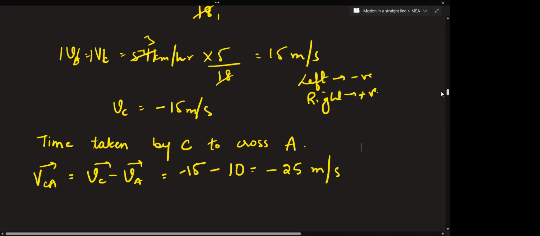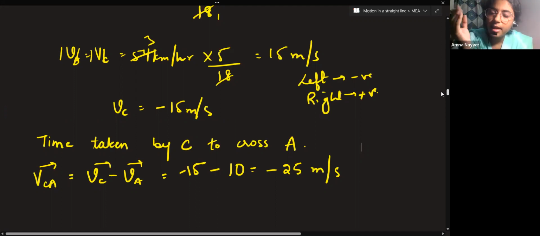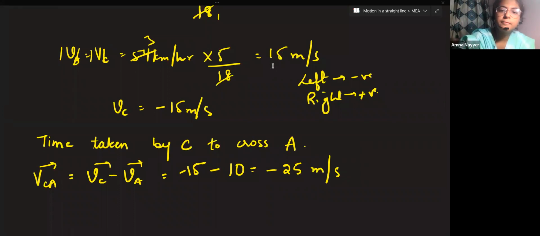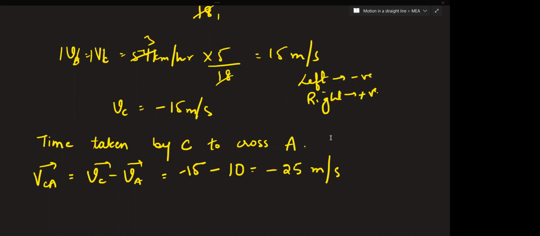Exactly. Negative sign is not signifying something else. It's just a sign convention. Negative sign is signifying that I have chosen left as my sign convention as negative. So minus sign shows that the net velocity is towards the left hand side. So relative velocity between C and A is towards the left hand side. Fatima, were you saying the same thing? Is it clear now? Fatima, are you in the class? Yes, ma'am. All right. Is it clear?